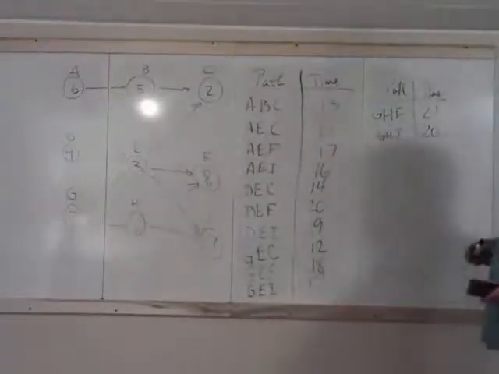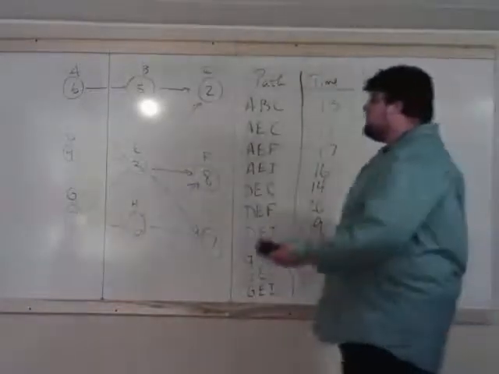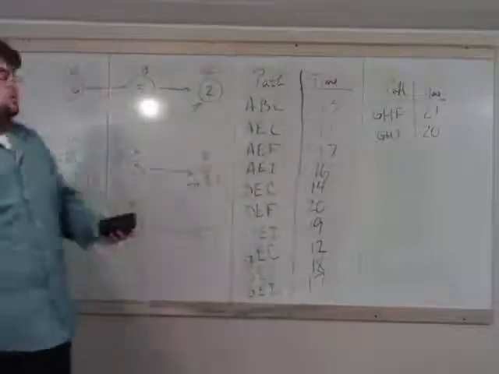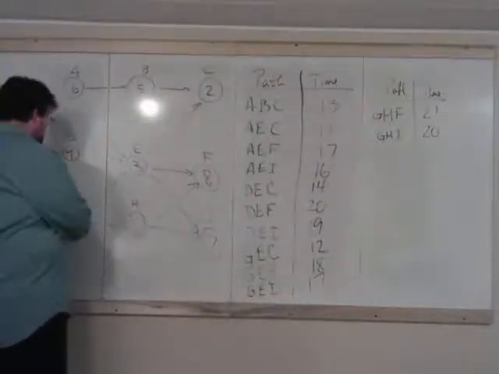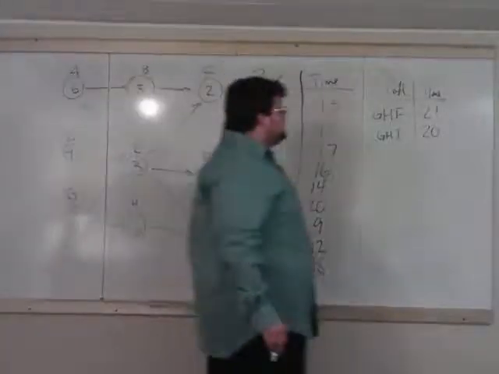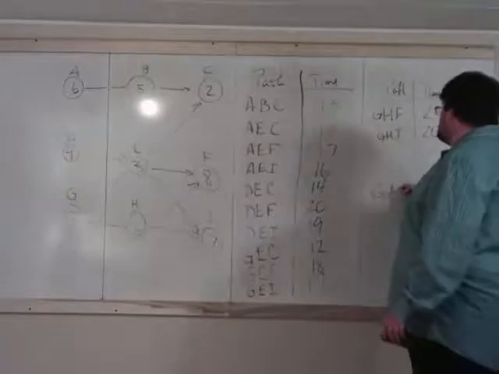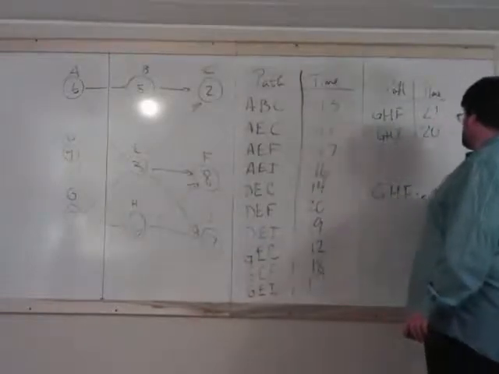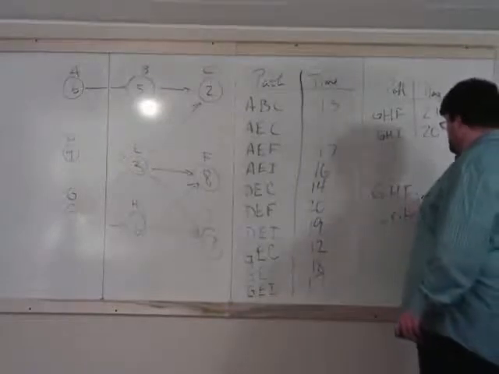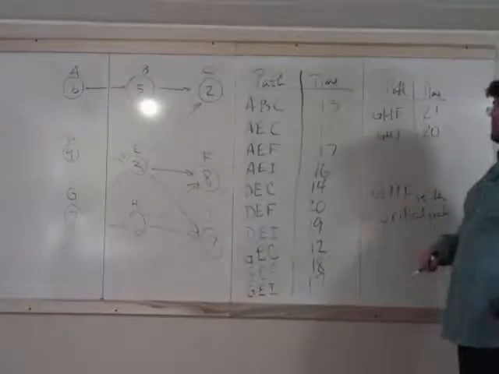But we do not want the smallest one here, because remember, these are tasks to complete a job, and we want to know how long the job definitely has to take. Well, going through G to H to F must take 21 minutes. So G, H, F is the critical path in this case. And the time it takes is 21.